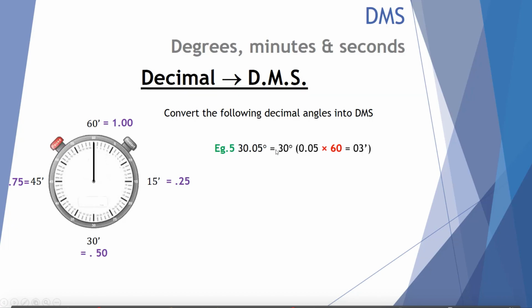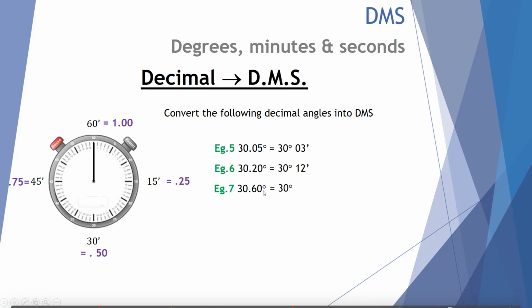So 30.05 is the same as 30 degrees and 3 minutes. How about 30.20? It's going to be 30 degrees. Now 0.20 is 0.2 of a full 60, which gives me 12. So that becomes 30 degrees and 12 minutes.